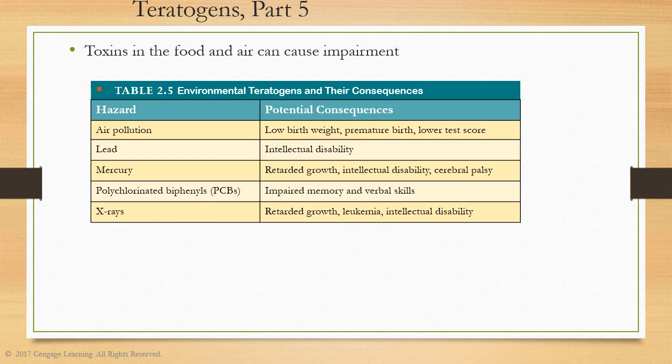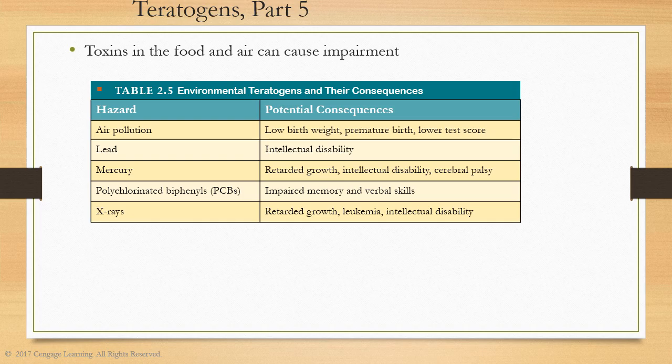And x-rays. That's why they always ask you if you're pregnant before an x-ray, because they don't want to expose the fetus to x-rays. This is why: you can have slow or retarded growth, leukemia, intellectual disability. So when you're pregnant, you have to think about all these things. How is that going to affect my baby?